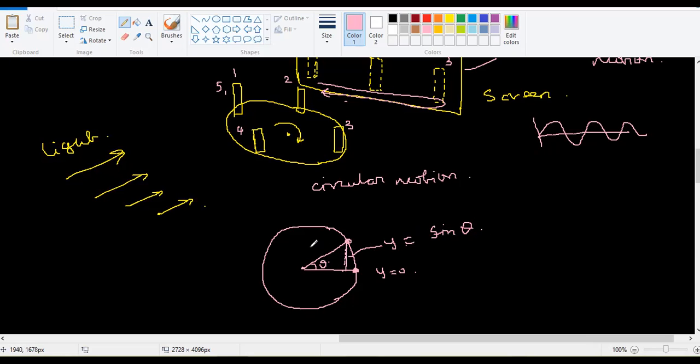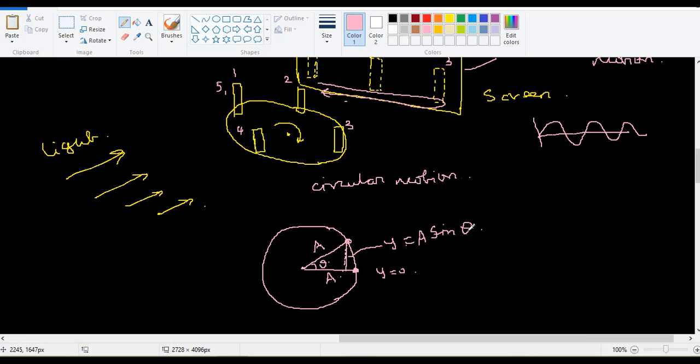If this entire thing is radius r, in your maths they would have taken it as unit circle, meaning it is 1. But if you want, you can take it as r, or since we are taking it as amplitude, this will be taken as amplitude here. A sine theta. Say that again, I can't hear you. I just said A sine theta, sir. A sine theta, okay, very good.